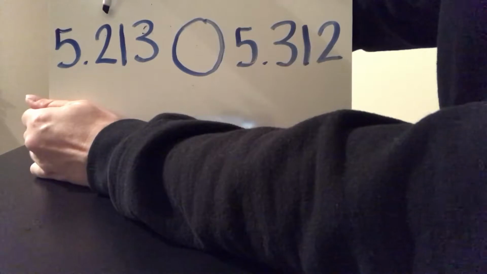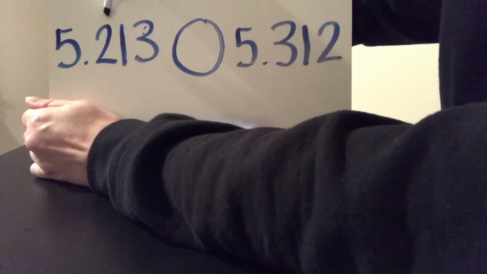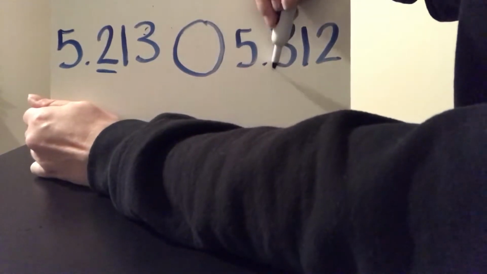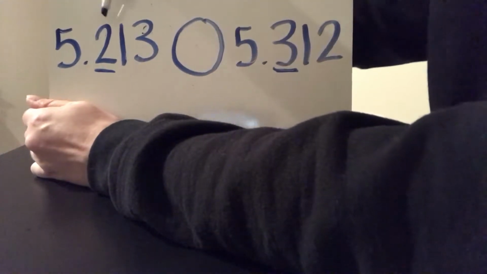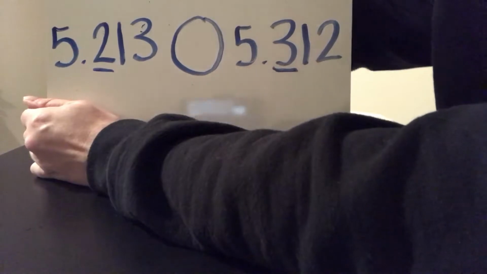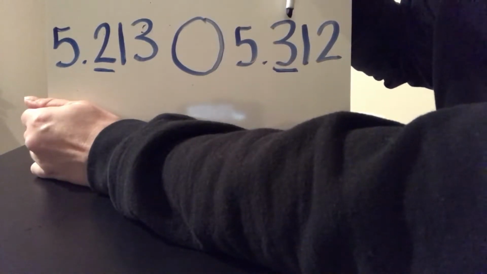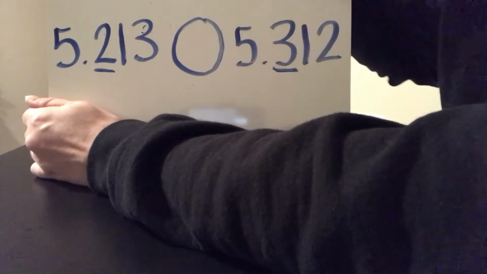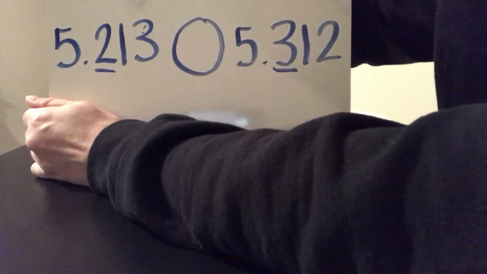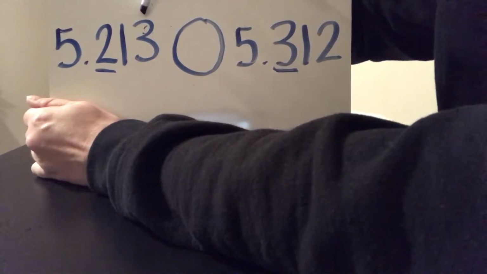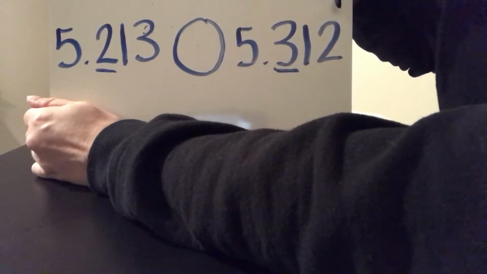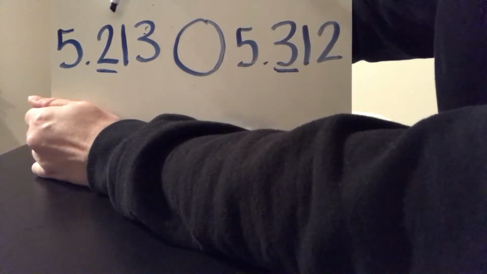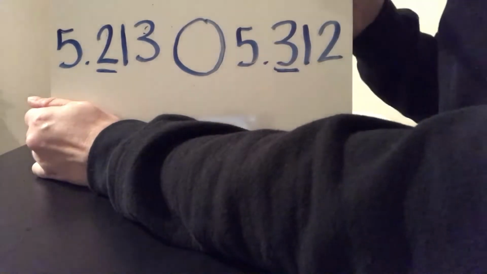I'm looking at the tenths place. I have a 2 and I have a 3 in this place. Now, I know that 2 is less than 3. So that kind of solves my problem right there. I can kind of look and I see, oh, the hundredths place is the same. The 1 is in the hundredths place value. Then I have the 3, which is larger than the 2 in the thousandths place. But it all really comes down to the 2 and the 3 in the tenth place.